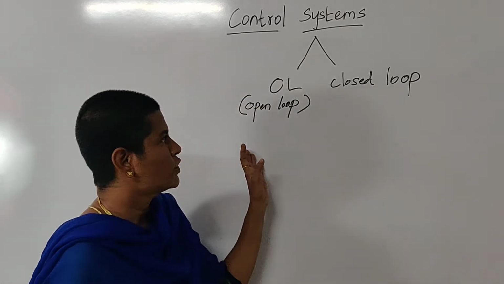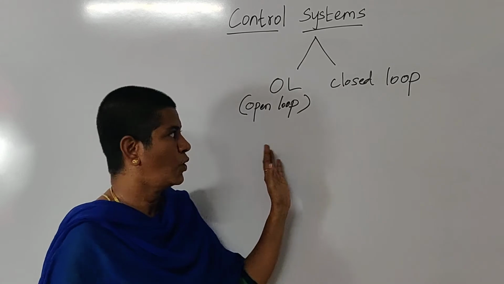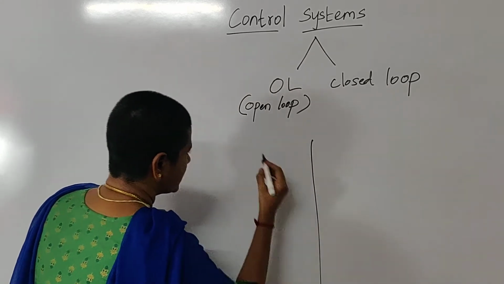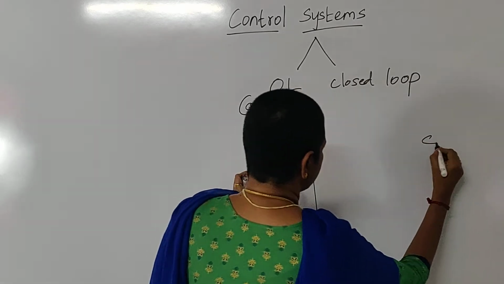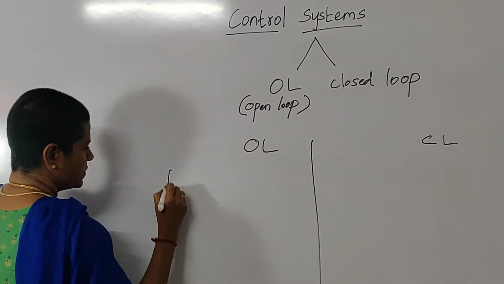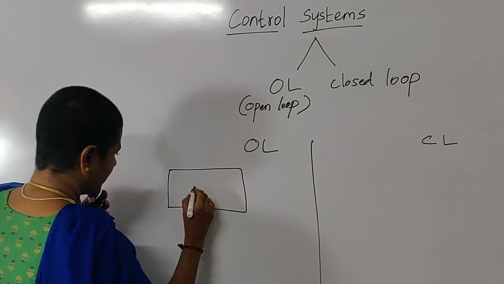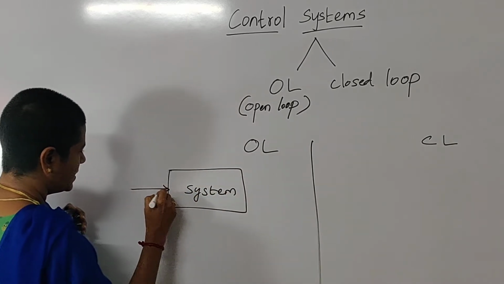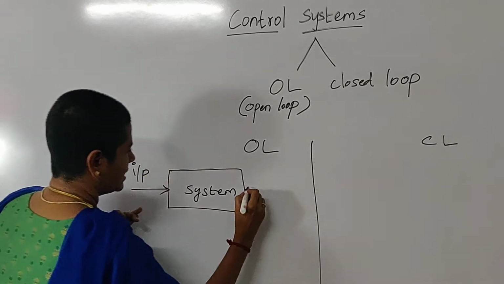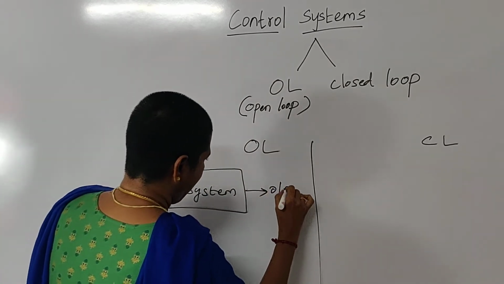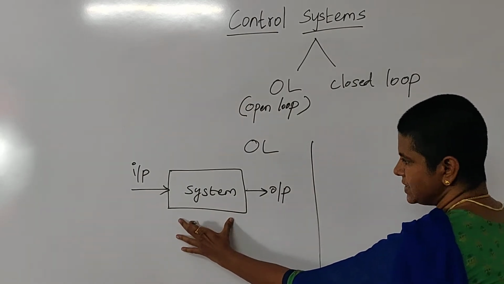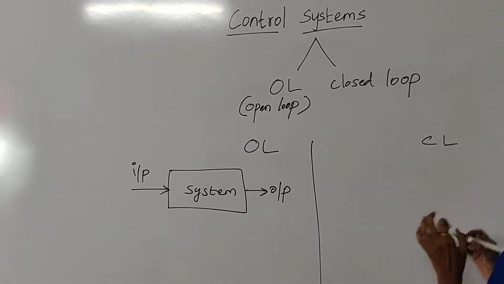So now I am going to draw a block diagram of an open loop and a closed loop system. So the first one is open loop and second one is closed loop. So the first one is system, and to the system there is an input and there is an output. Regarding a closed loop system, again I am going to have the same system but with some extra components.